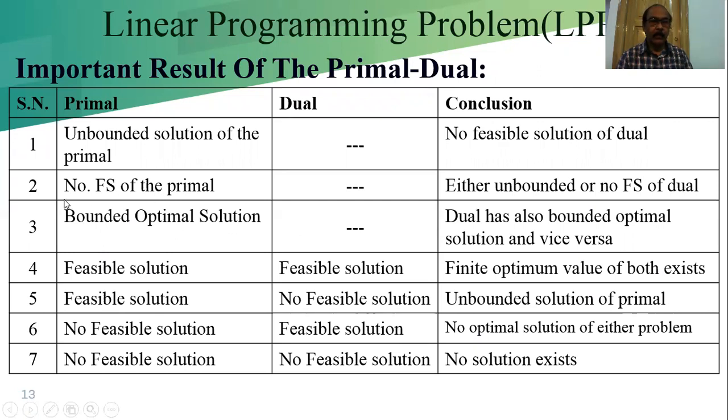Bounded optimal solution. In this case, the dual also has a bounded optimal solution, and vice versa. If the dual has a bounded optimal solution, we can say that the primal has a bounded solution. Because in some cases, instead of solving the primal, we are basically solving the dual.